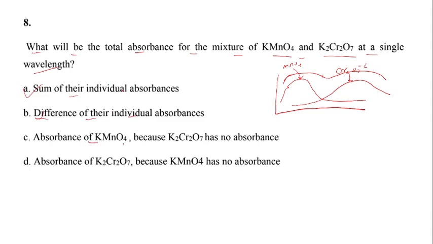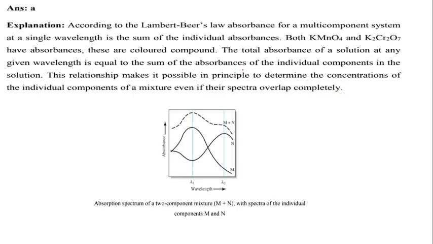Absorbance of KMnO4 because K2Cr2O7 has no absorbance? No, it is also not correct. And absorbance of K2Cr2O7 because KMnO4 has none? So this is also not correct. Okay. So A will be the right answer. According to this graph, you can interpret which one is the right answer. This thing was already explained previously. And this is the explanation.